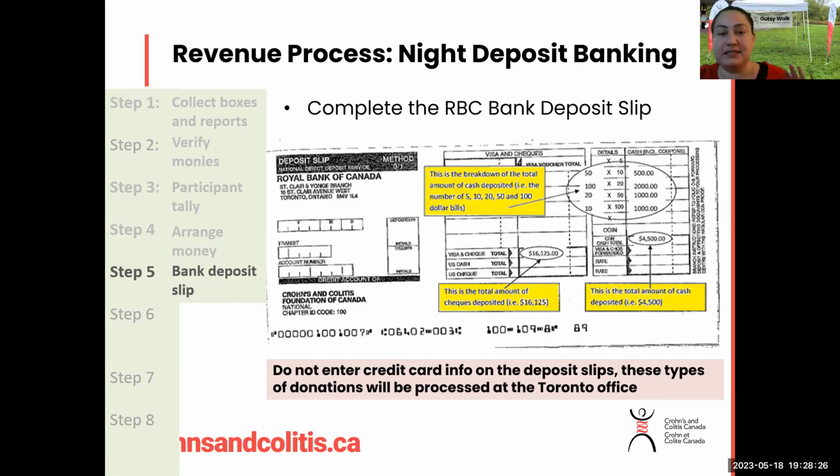You are not entering the credit card total on this deposit slip because credit cards will be processed by us later. Once we receive everything back, we will see that credit card information on the pledge form and we will process it at the office. So you are only filling this out for cash and check donations.